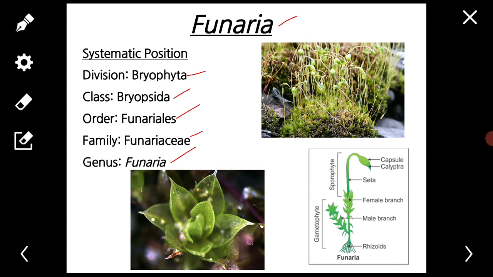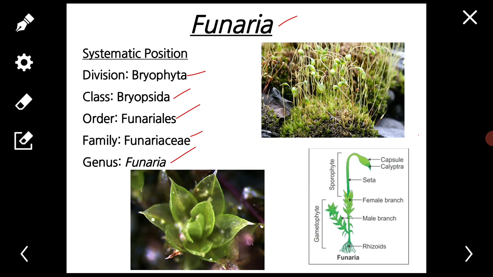Occurrence: the genus Funaria is cosmopolitan and occurs both in tropical and temperate regions of the world. It includes about 117 species, out of which about 15 species are reported from India. Funaria plants are commonly known as cord mosses.